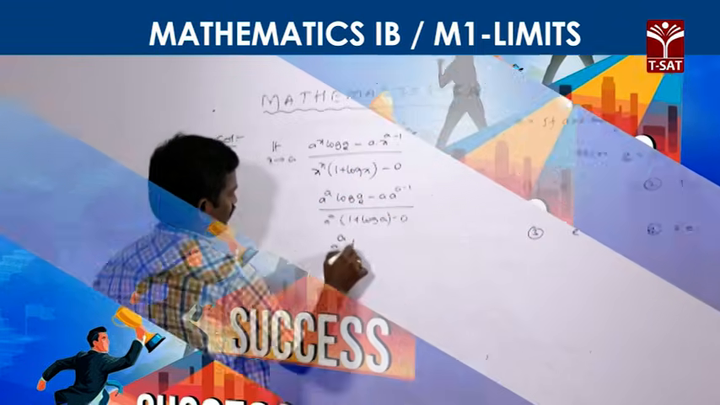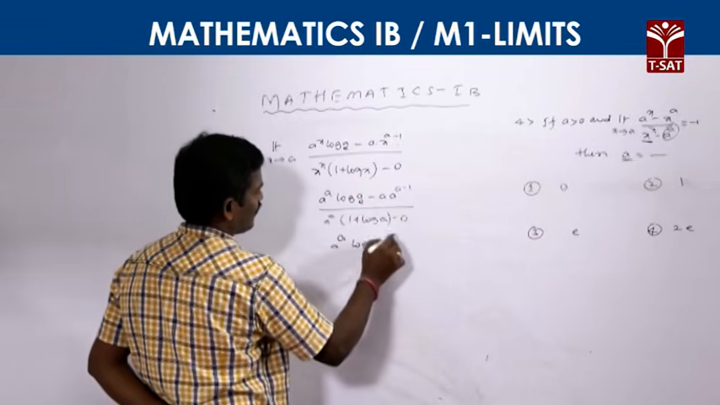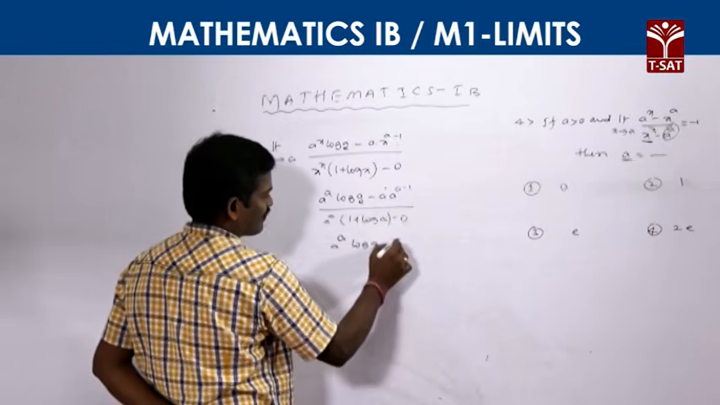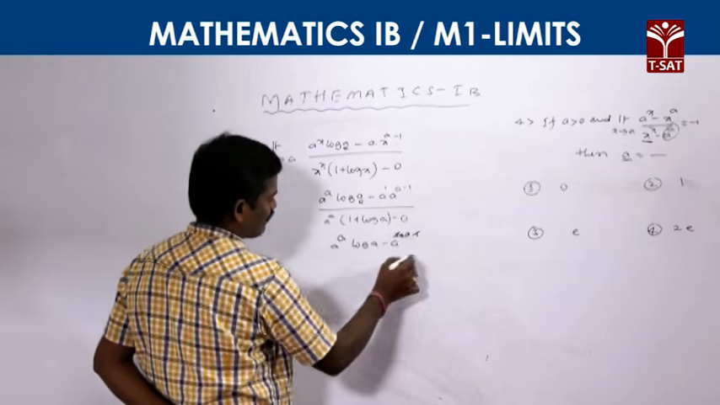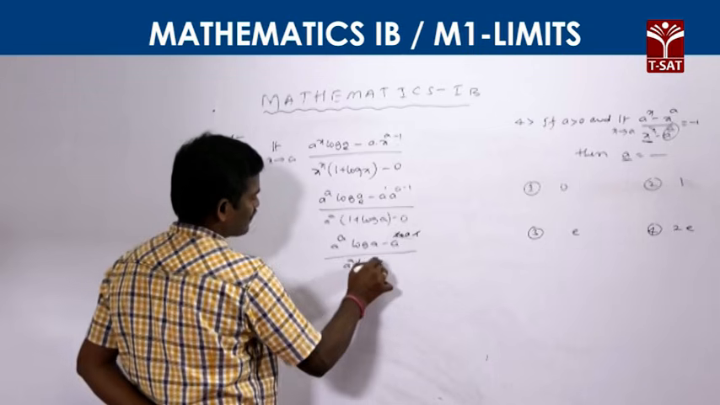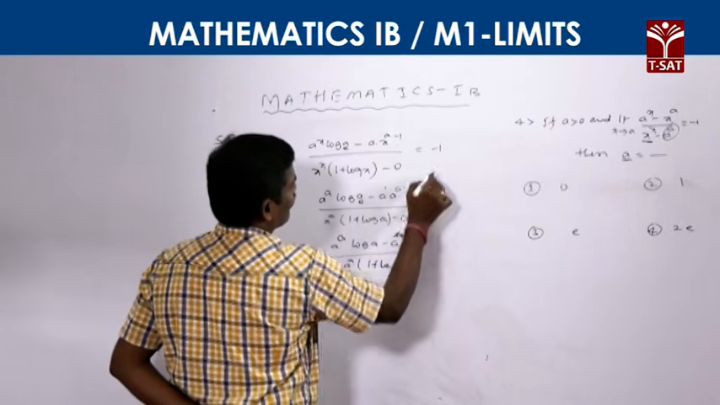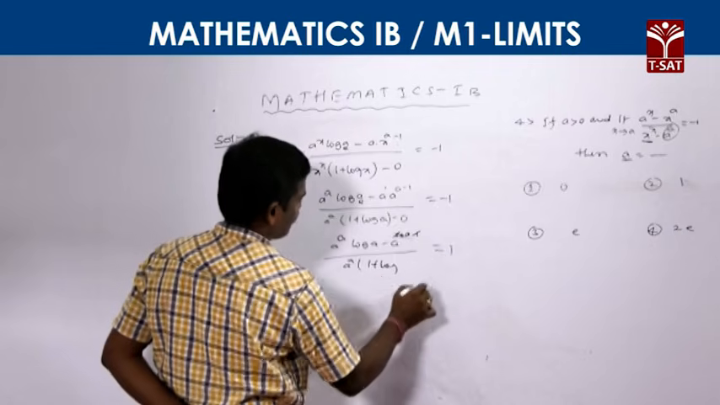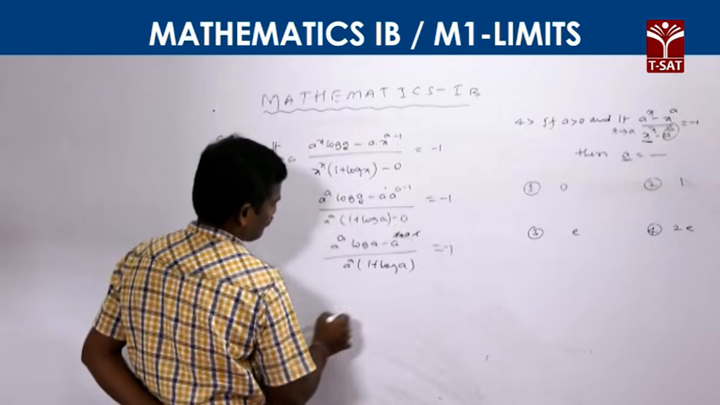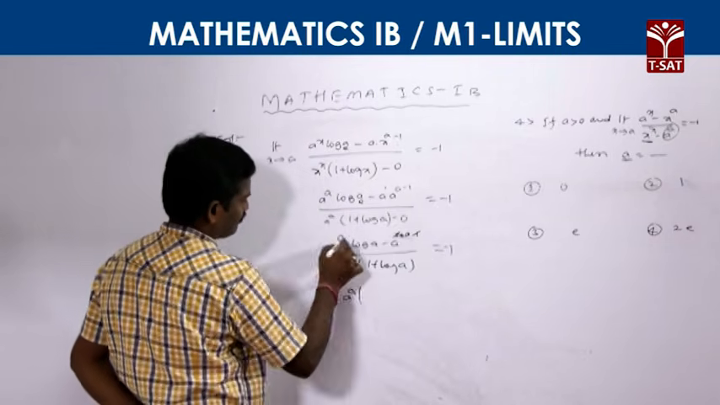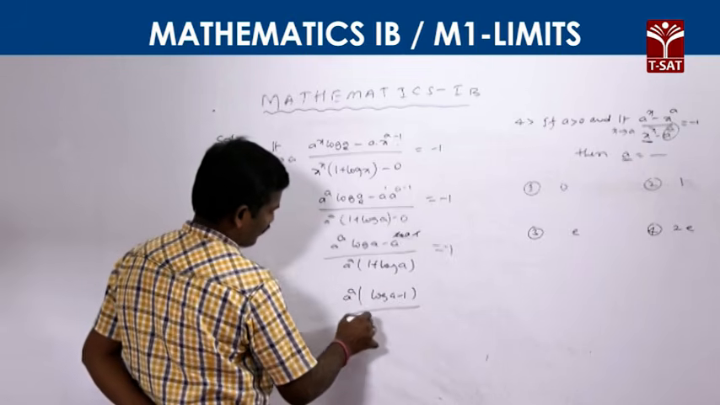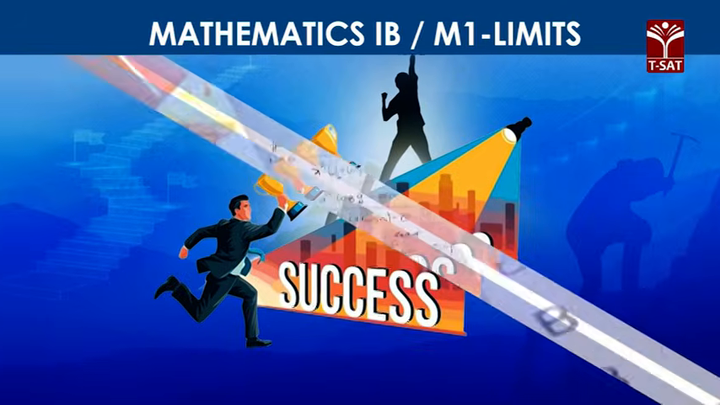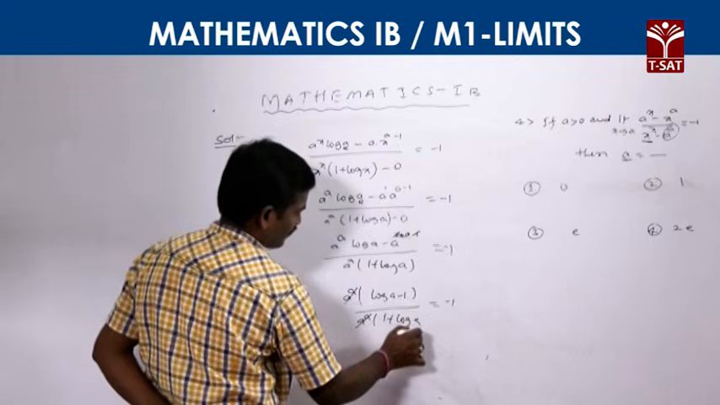A power a log a minus a power 1 we have, a power a minus 1 we have. So a power 1 plus a minus 1, 1 cancel, a power a only. So a power a into 1 plus log a. This answer already we have 1 minus 1. So log a. So a power a take common. So that is log a minus 1 by a power a, 1 plus log a. A power a cancel, minus 1.